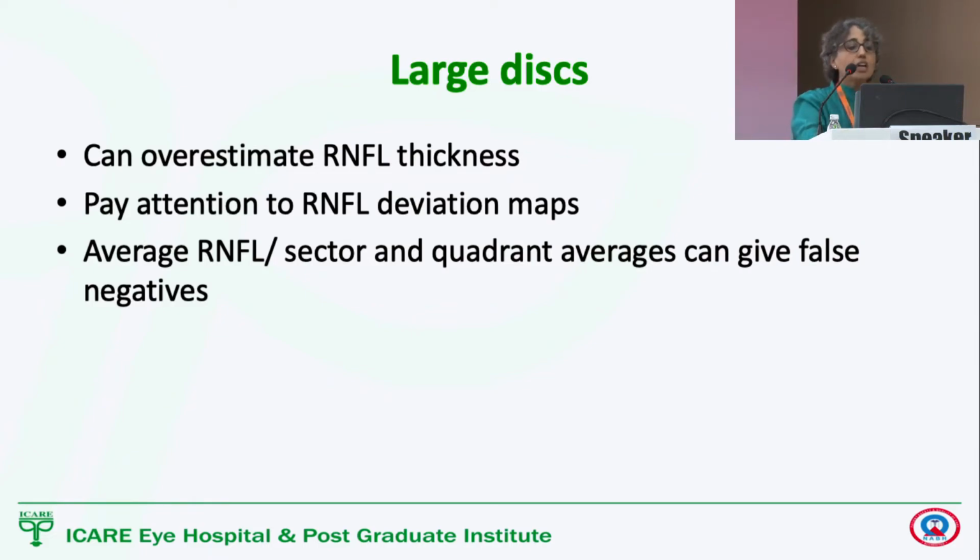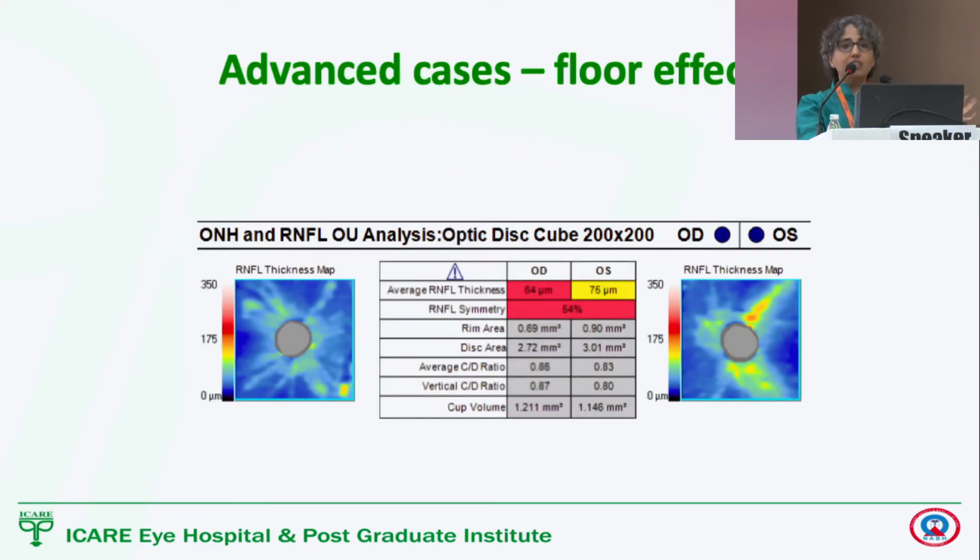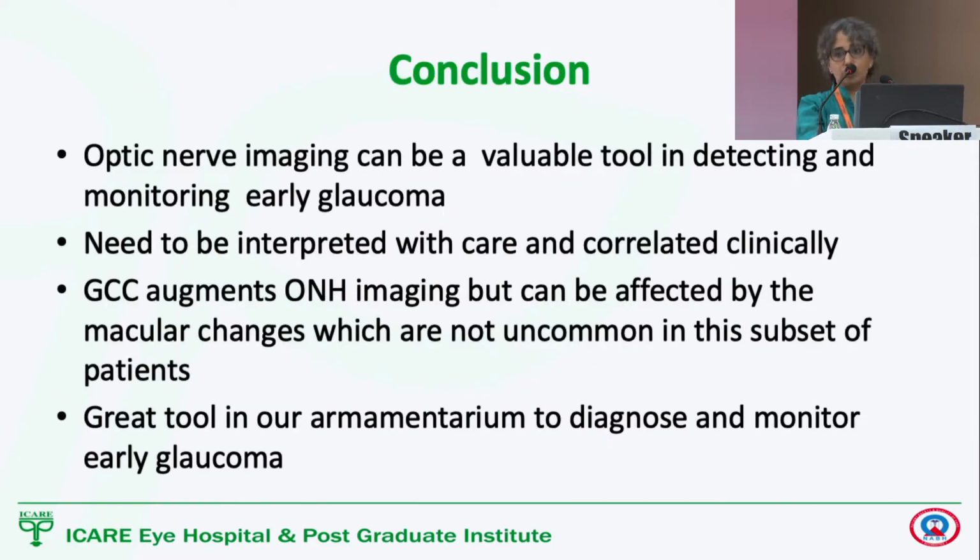So remember that. You must pay attention to the deviation maps because it will pick up there. It's picking up the deviation in terms of the pattern. So that I think is an important sector again to pay attention to. And average RNFL sector and quadrant averages can again give you false results. So don't look at the red, green, yellow on the averages. That's a very, very important message and very often we land up relying on that the most. Of course, in advanced cases, it is a difficult tool to depend on because you hit the floor effect and it's not very reliable to comment on the findings. So the limitations come into play.